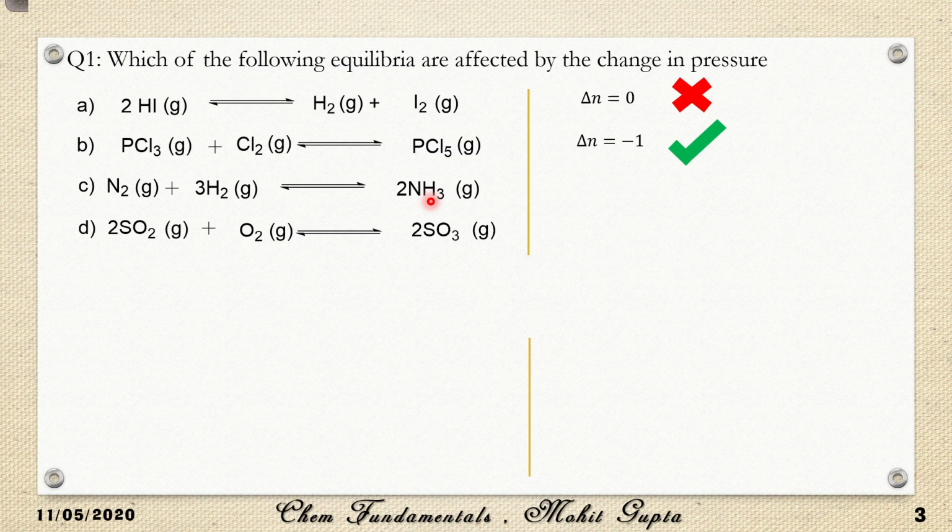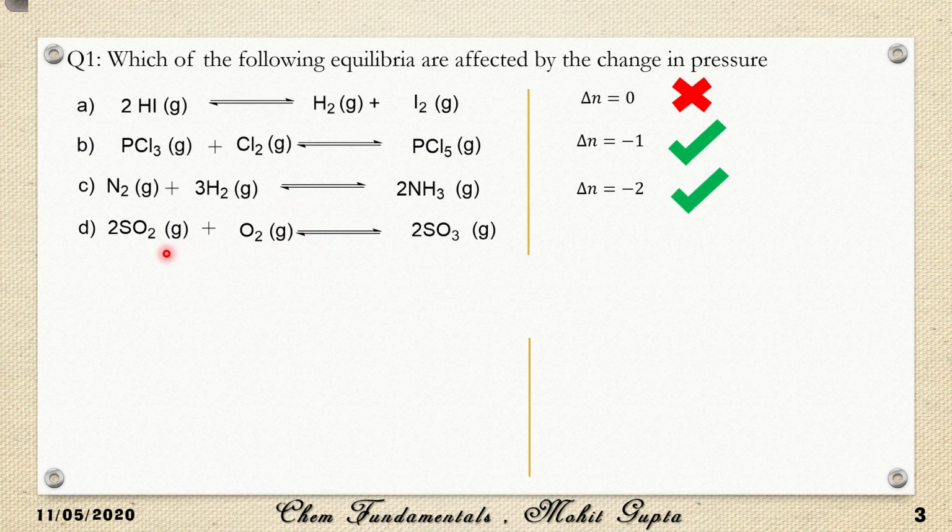This is Haber's process, where we are preparing ammonia from its elements N2 and H2. On the product side, we have 2 moles, and on the reactant side we have 3 plus 1, which equals 4. So 2 minus 4 comes out to be minus 2. In this case, the pressure is going to affect the equilibrium. Now, which direction? If I increase the pressure, it will move in the forward direction. If I decrease the pressure, it will move in the backward direction.